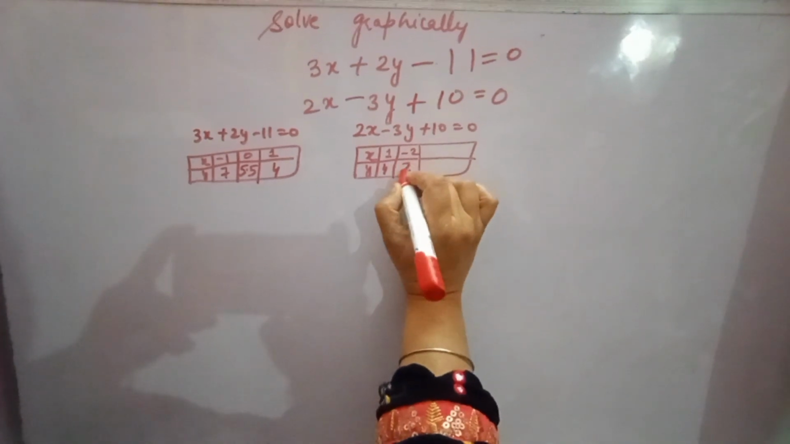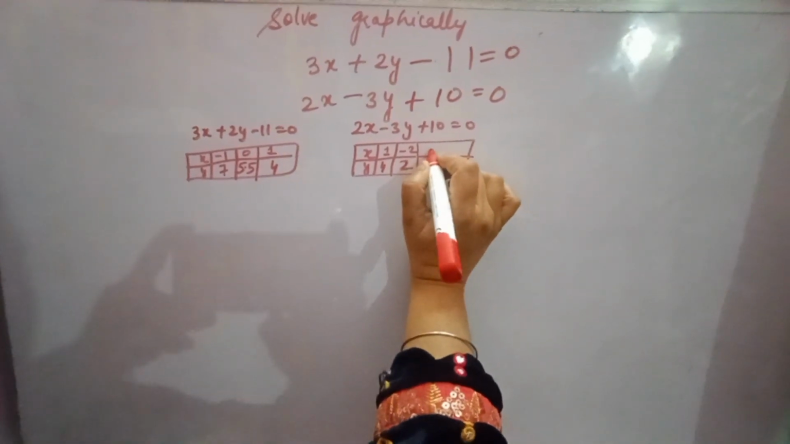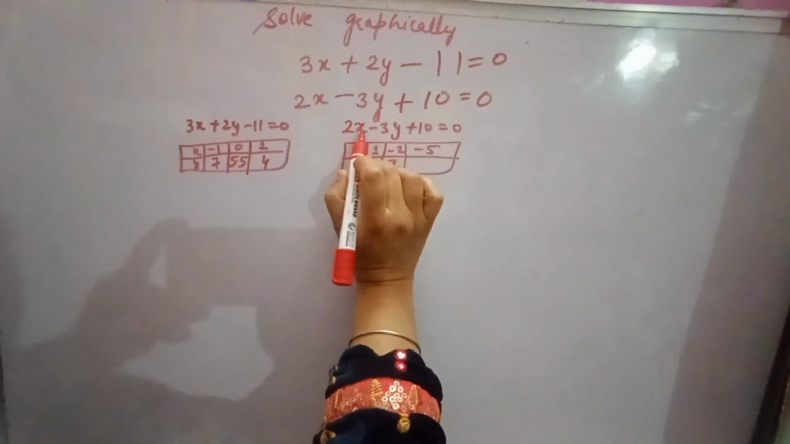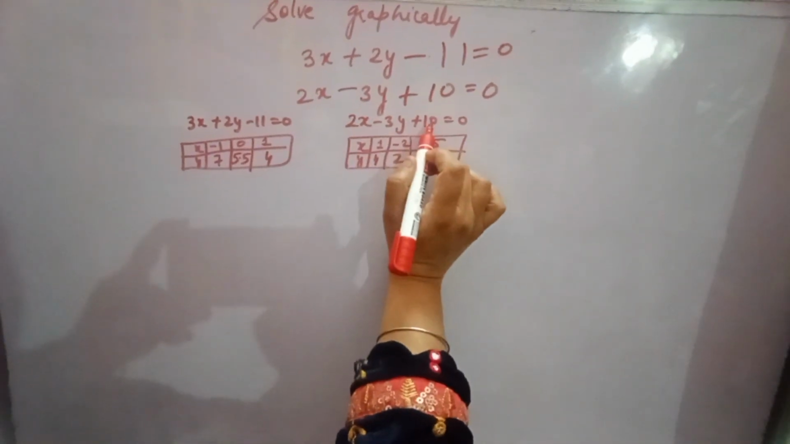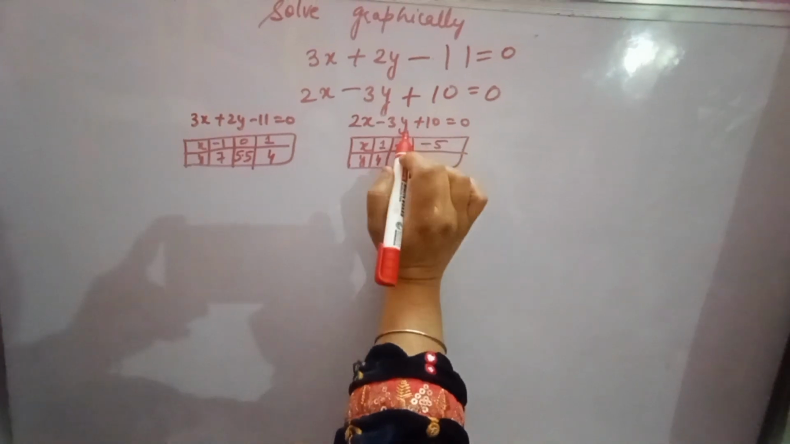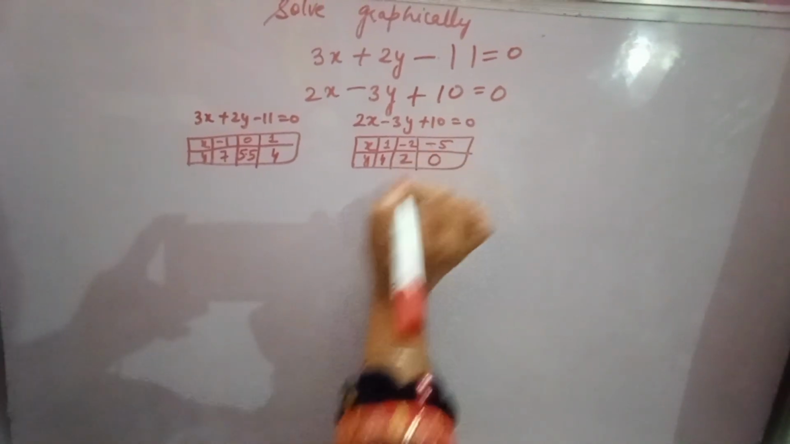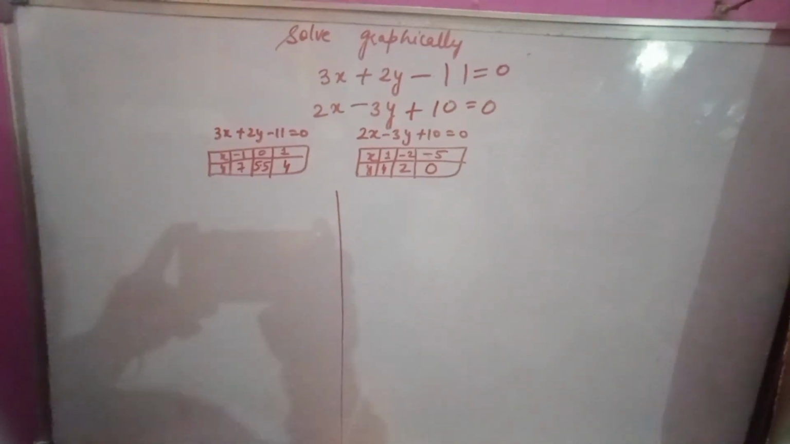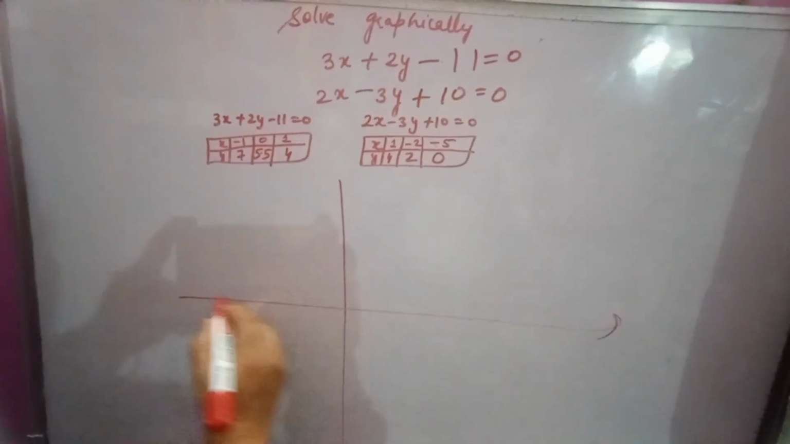Now suppose third value you are taking minus 5. You can take any other value also. 2 into minus 5, minus 10. Minus 10 plus 10, 0. Minus 3y is equal to 0. Y will come 0 over minus 3, that is 0. So these are the three values. Now you will plot them on the graph paper.